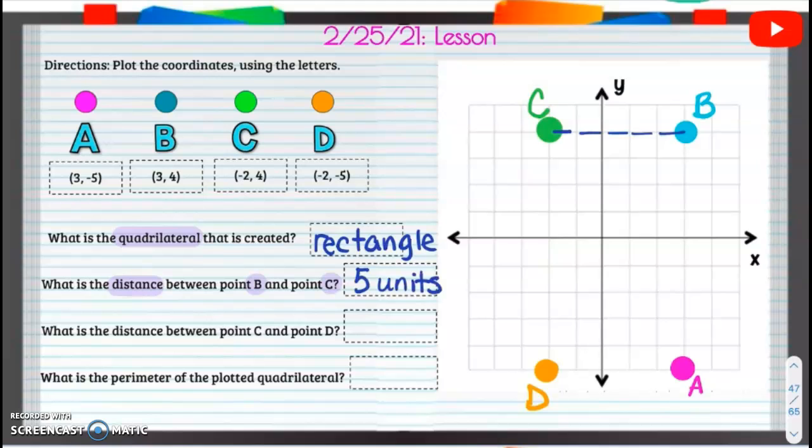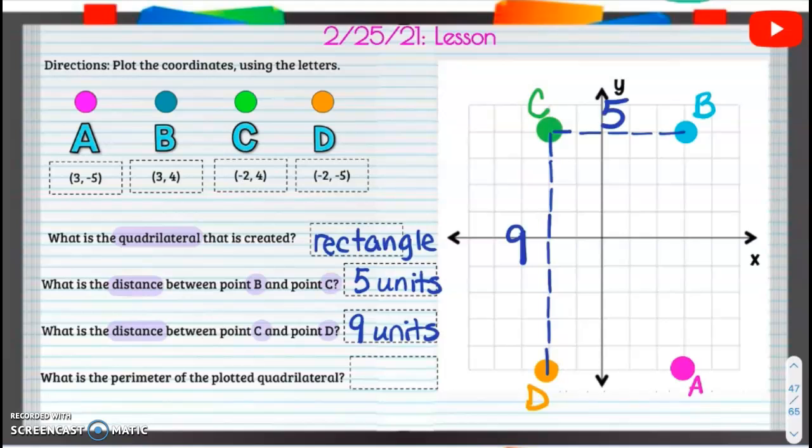Now it asks the distance between point C and point D. All right, let's take a look here: 1, 2, 3, 4, 5, 6, 7, 8, 9. 9 units. And I know this is 9 units, and I know this is 5 units.